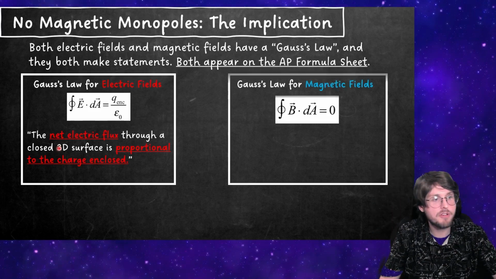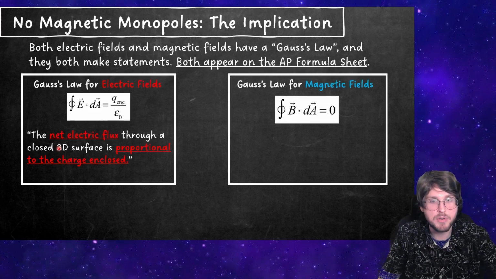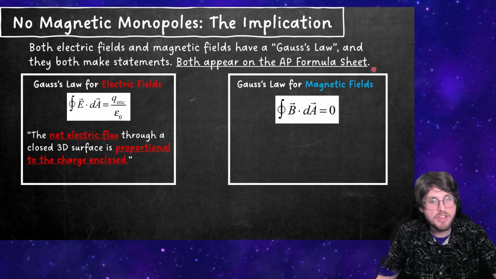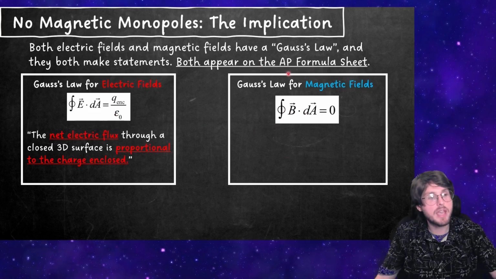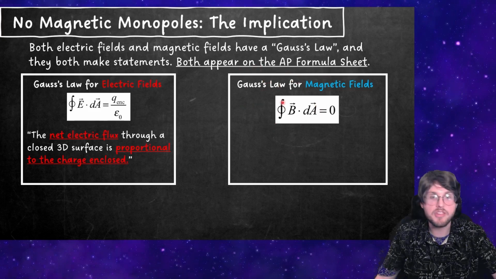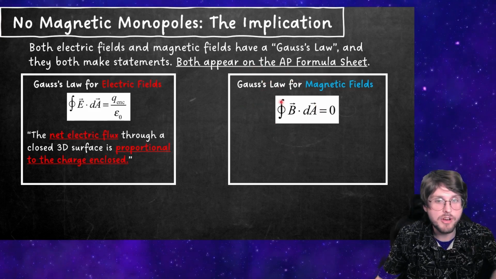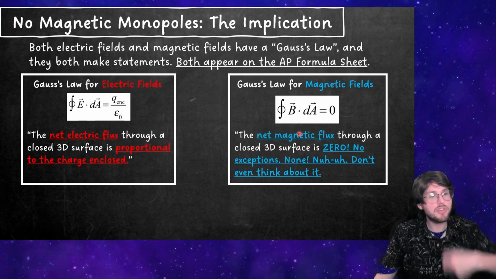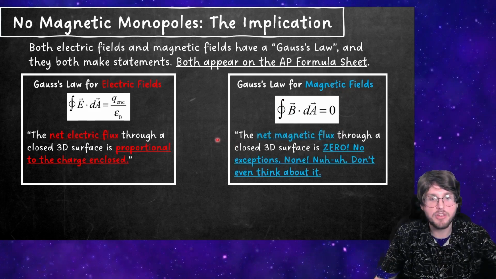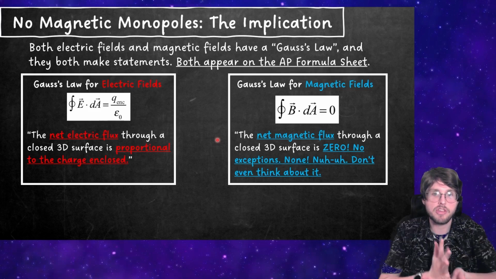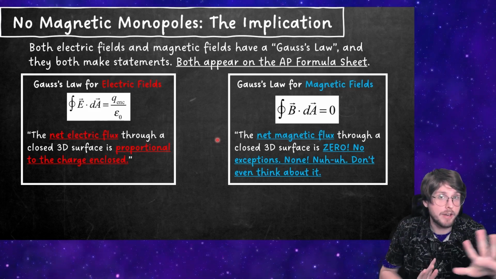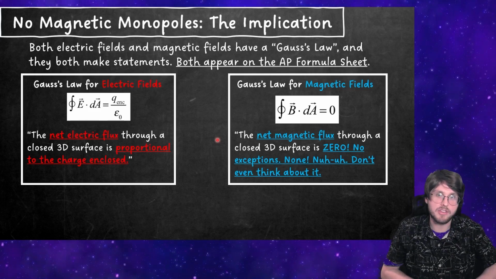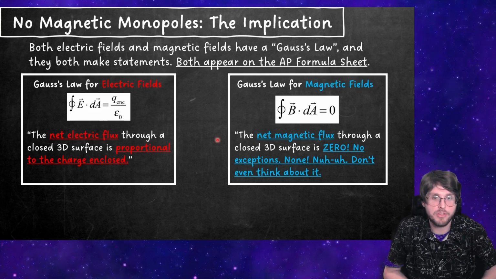Now, if we go to Gauss's law for magnetic fields, again, the left side looks pretty familiar. The only difference is we replace electric field with magnetic. But on the right side, it all equals zero. And so again, if we recall that the left side of this is referring to the net flux exiting a surface, we would say that the net flux is zero. So Gauss's law for magnetic fields states that the net magnetic flux through a closed 3D surface is zero. No exceptions, none. Don't even think about it. There is no way that you can have a net flux exiting a 3D surface due to magnetic fields.